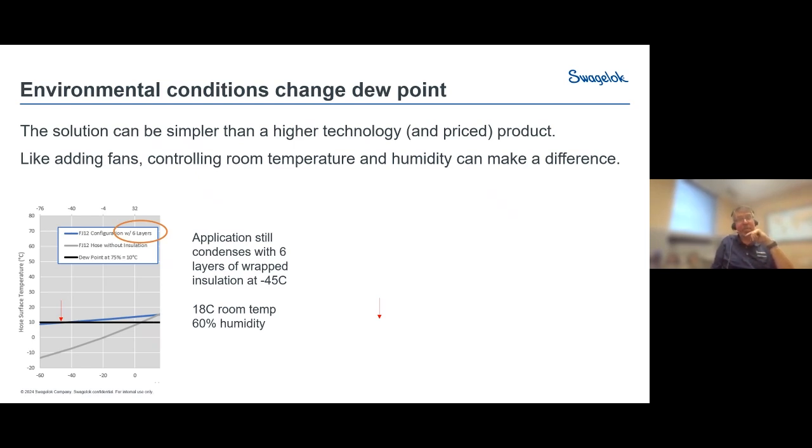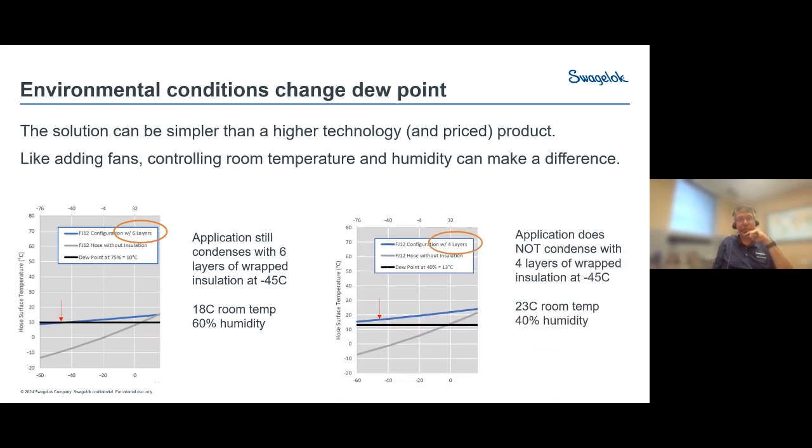This dew point line was calculated at 18 degrees C, so it's a relatively cold room, and also a high humidity. So one solution is to continue to wrap this hose, adding more and more cost into the hose. But a better solution here is let's put some environmental controls within the room. Let's warm up the room a little bit and maybe put some humidity control in there.